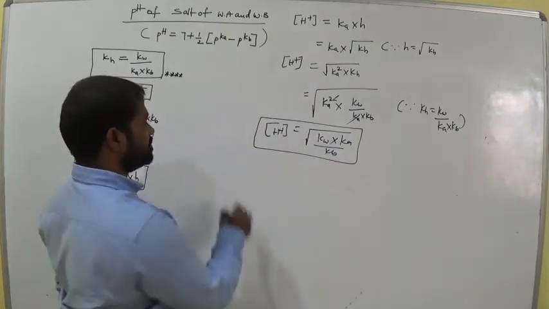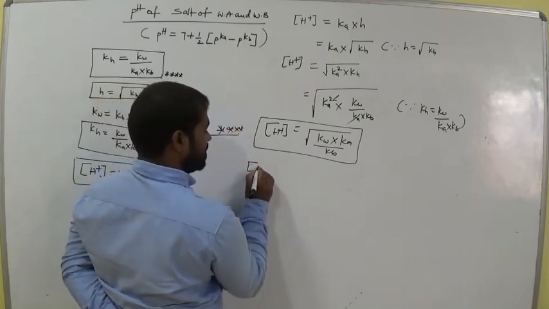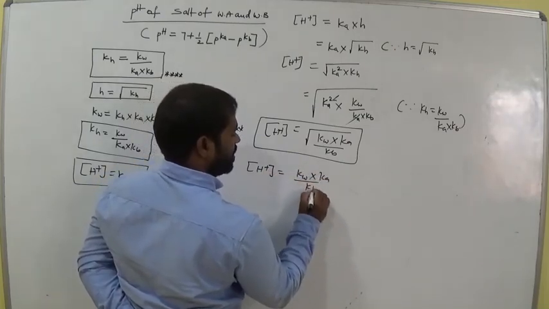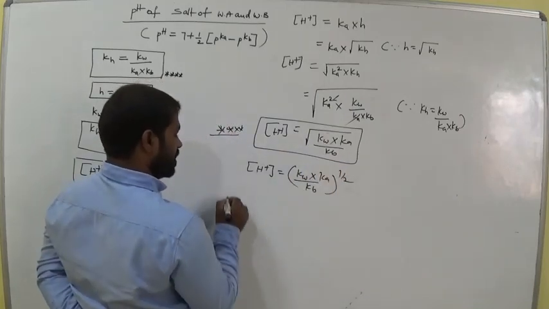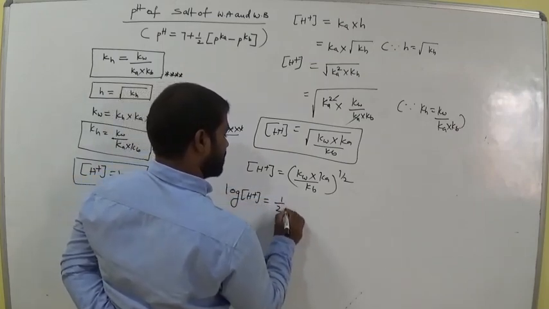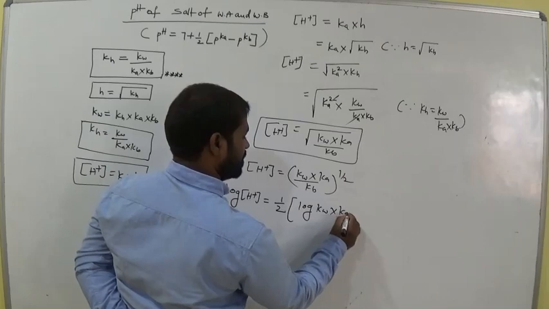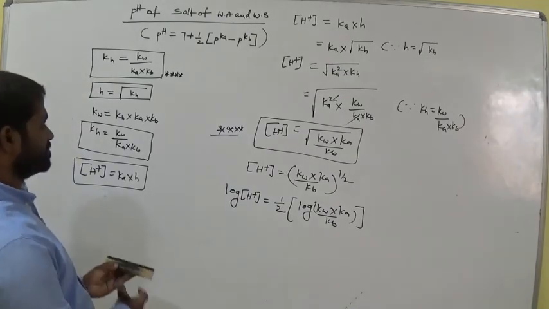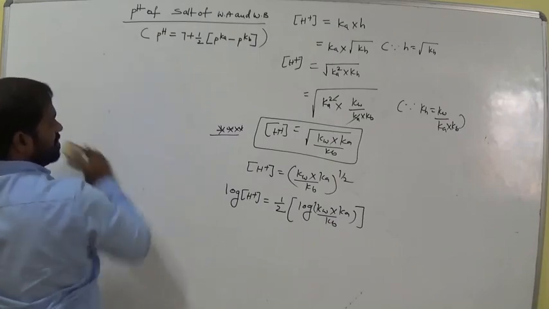Clear, all of you? Now can I write this as H plus equals the square root of Kw Ka by Kb? Now take the logarithm on both sides. This is log H plus, and it is a quotient, so half of log Kw into Ka by Kb, am I right? Is it clear up to here, everyone?